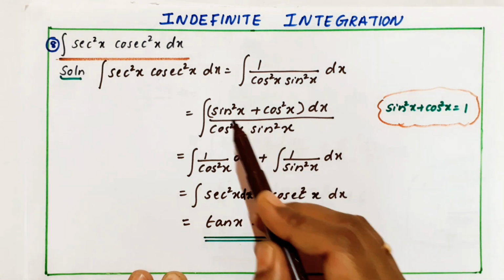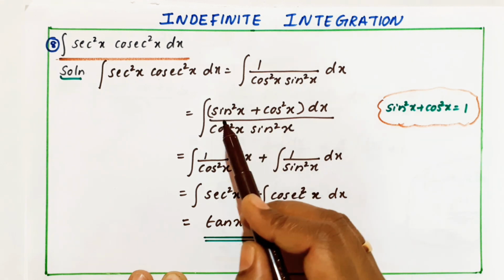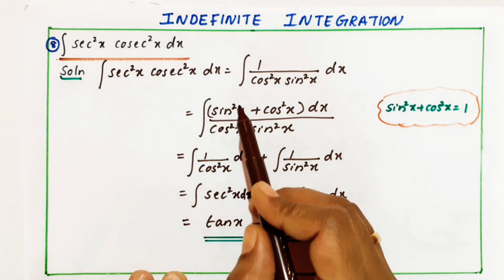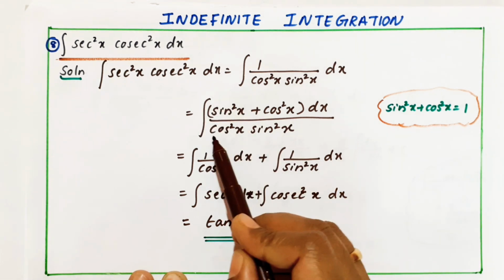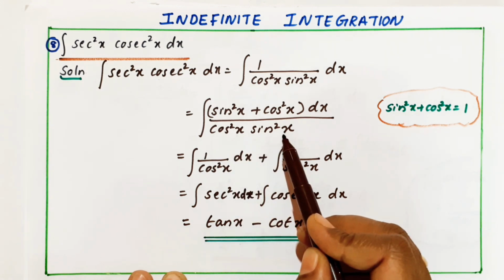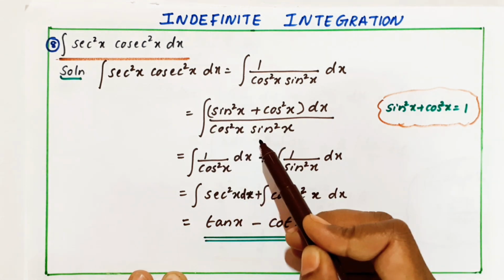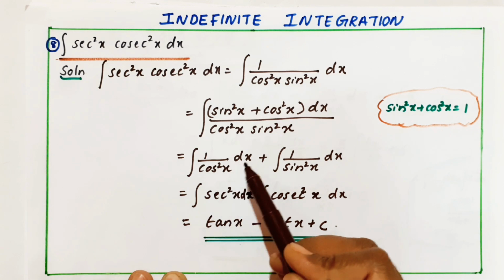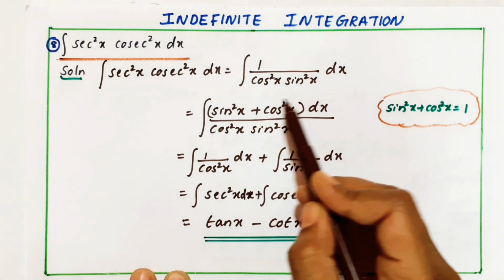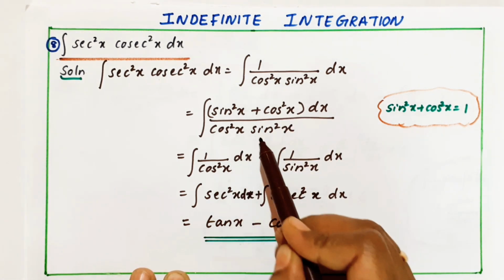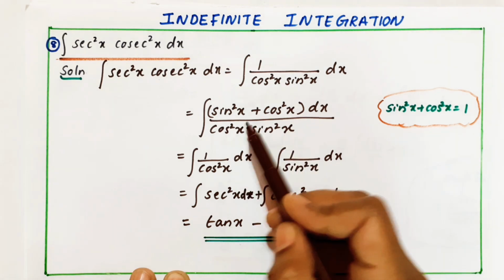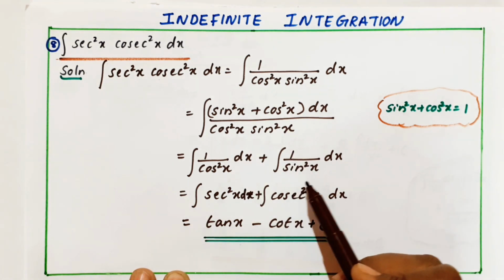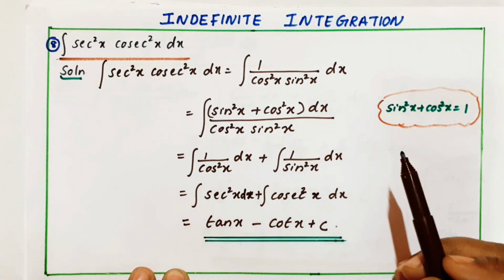Clear? So we are splitting the numerator. We get the first term as sin square x by cos square x sin square x. In that, sin square cancels. So we will get 1 by cos square x dx. Second term is cos square x by cos square x sin square x dx. So as cos square cancels, we'll get integral of 1 by sin square x dx.